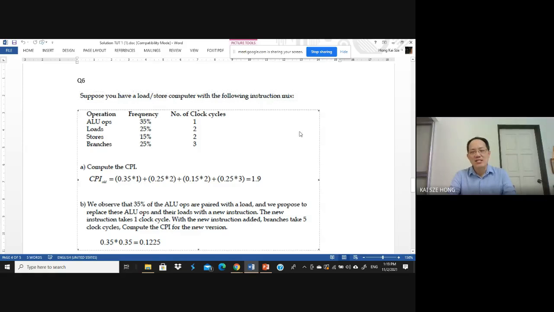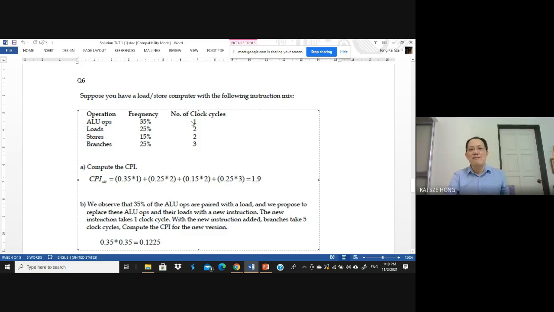So now, question number 6 is about supposing that you have a load and store computer with the following instruction mix. So you have a lot of instructions. These are the instructions. You have the ALU operations like addition, subtraction, multiplication, and also the division. So this takes up 35% of your instructions.